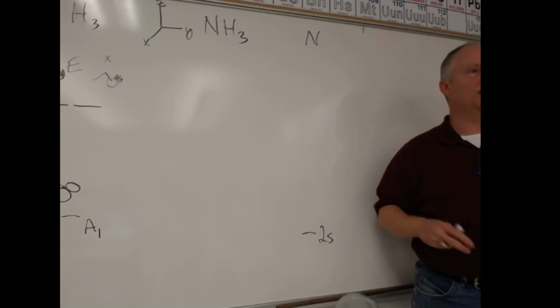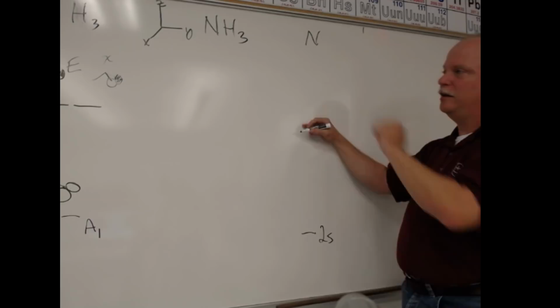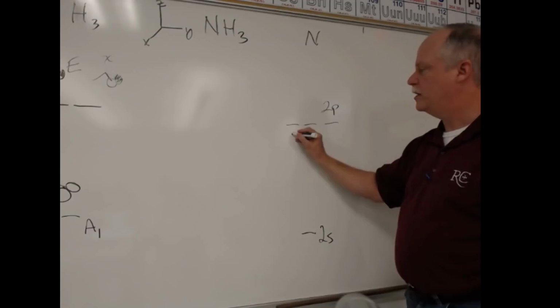And then up here, maybe a little bit lower than the hydrogen atoms, we'll do the triply degenerate 2p orbitals. And those would be x, y, and z.